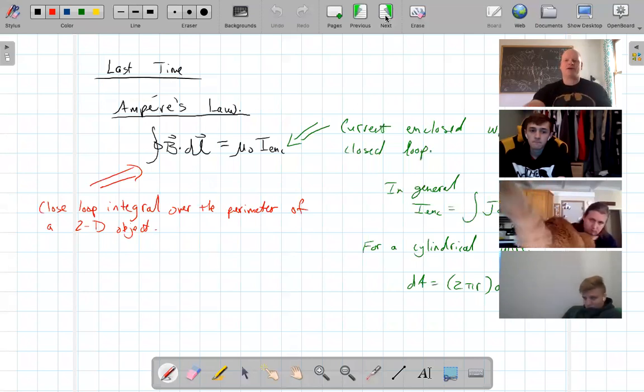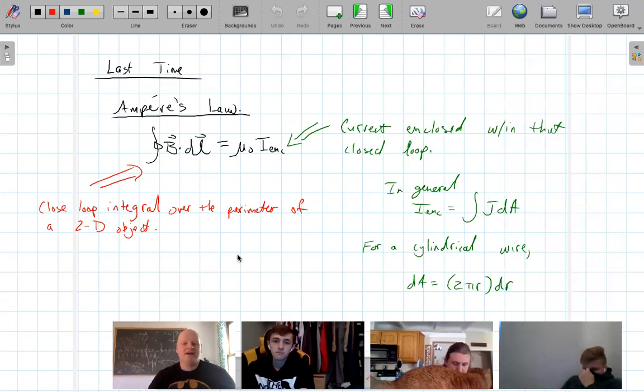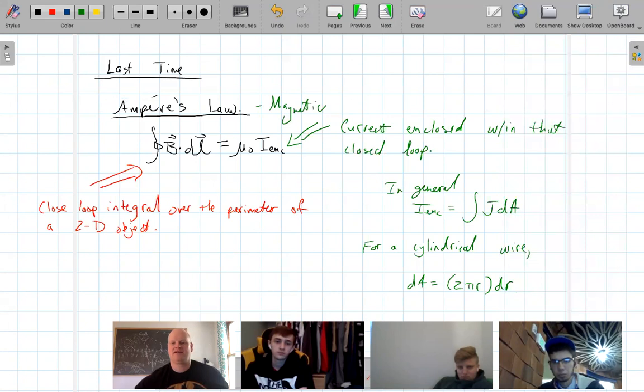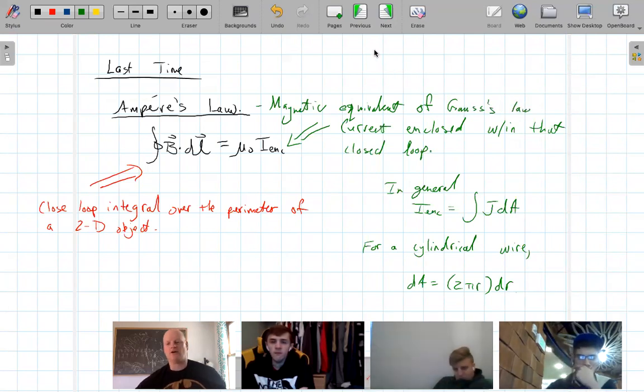So, a quick reminder of what we talked about two days ago. We talked about Ampere's law. Remember, Ampere's law is the magnetic equivalent of Gauss's law, because Gauss's law doesn't actually work for us. Again, Gauss's law always says that the magnetic flux will be equal to 0, which isn't exactly useful when we're trying to figure out the magnetic field.